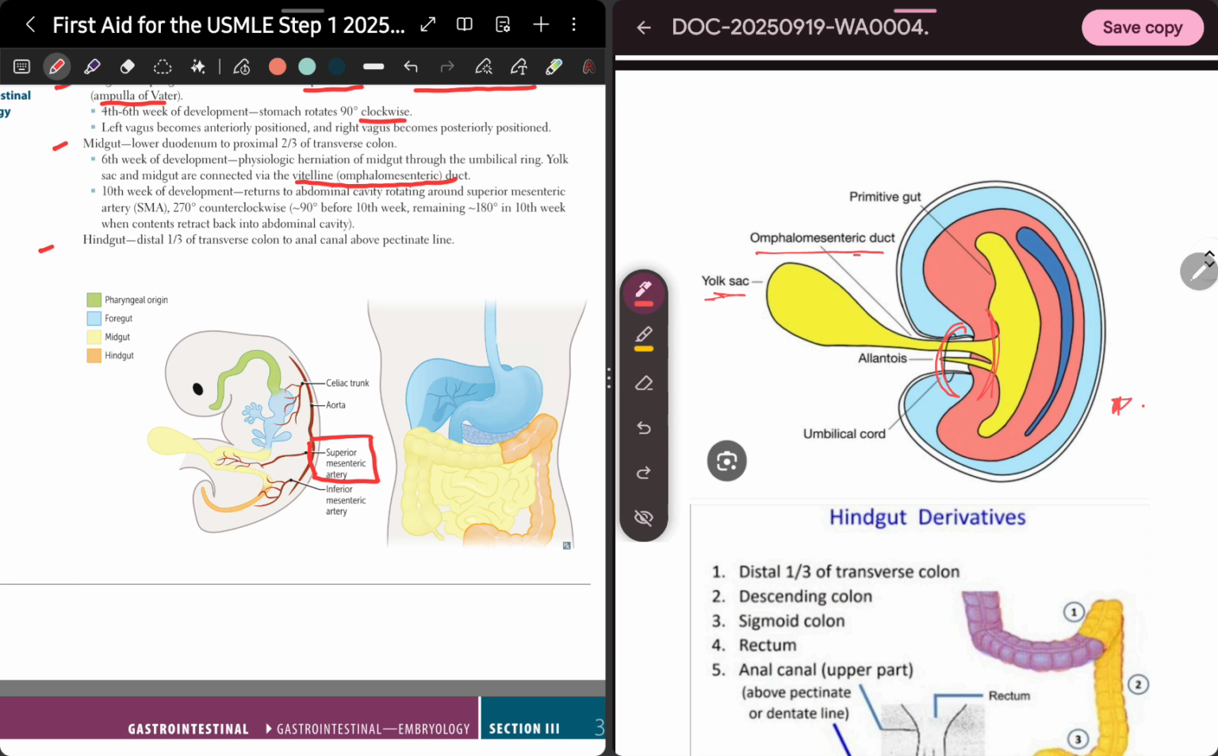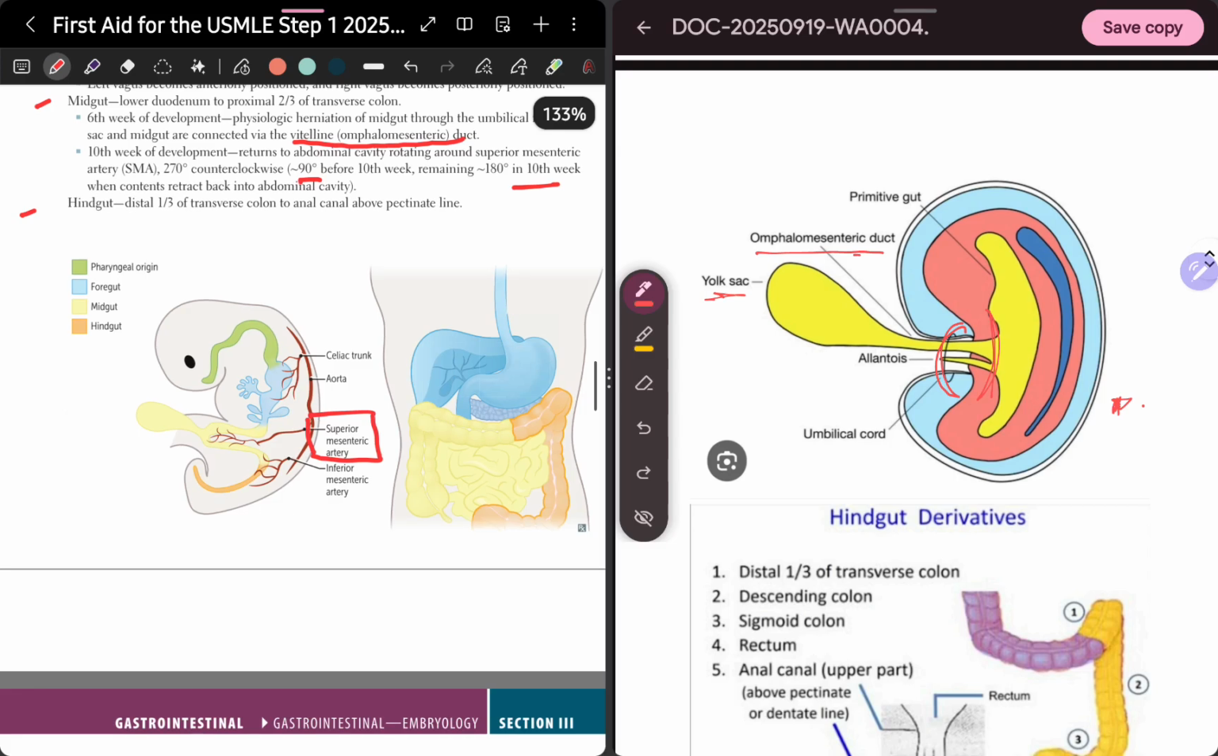Next it is written that 270 degrees counterclockwise is the overall rotation, consisting of 90 degrees before the 10th week and the remaining 180 degrees in the 10th week. These are the two points you need to remember about the rotation of the midgut: 90 degrees before the 10th week and 180 degrees in the 10th week. In total it moves 270 degrees counterclockwise to orient itself in the physiological position.